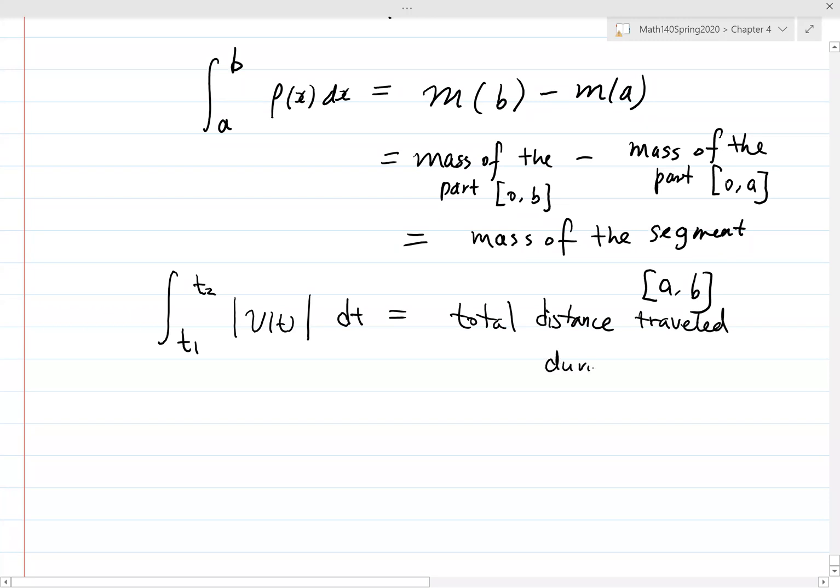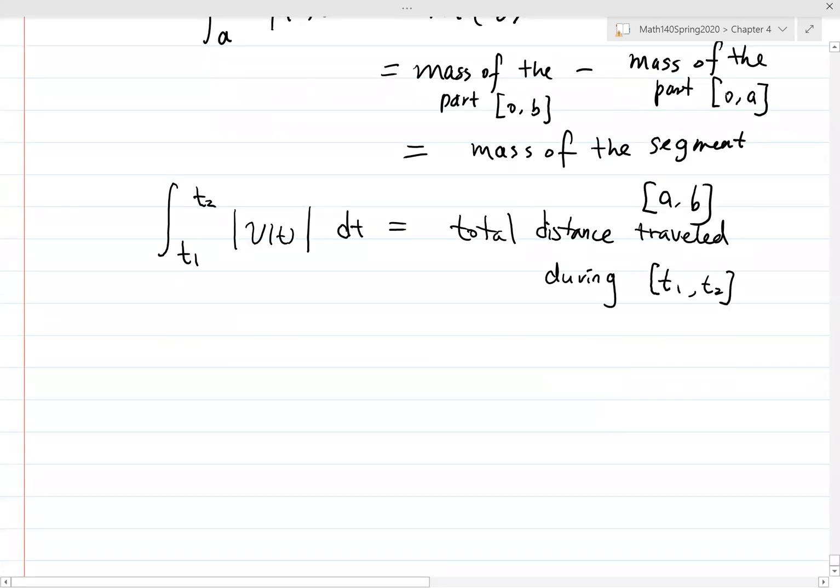Total distance traveled during t1 to t2. It's possible that a particle ends up at its initial position, then its displacement will be 0. The change of position is 0. However, the distance traveled may not be 0. Okay, so let's see one example.